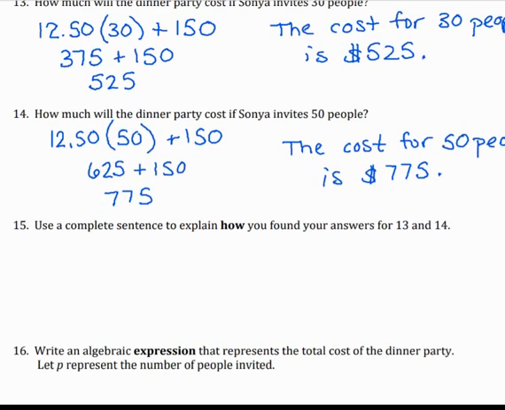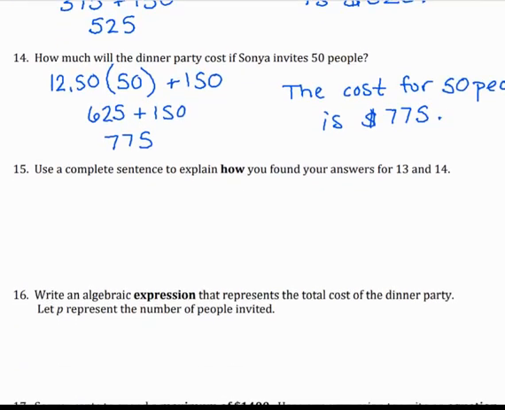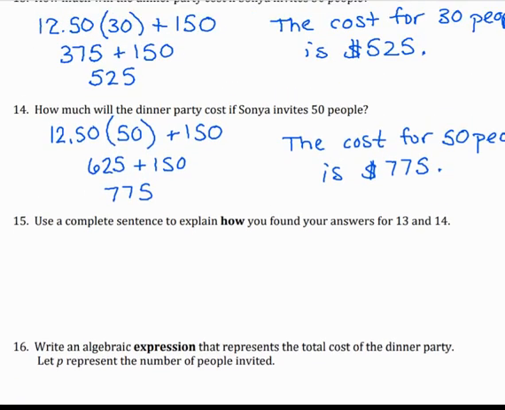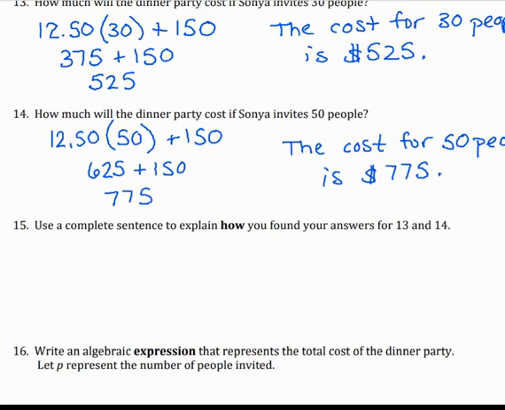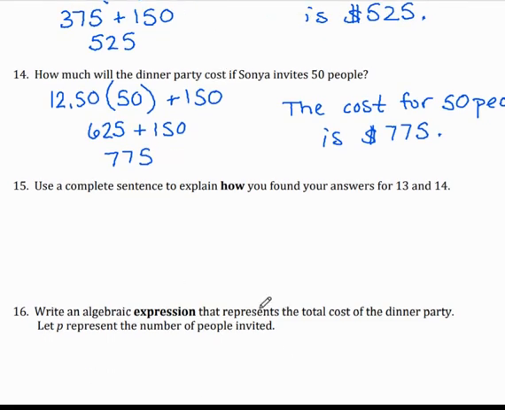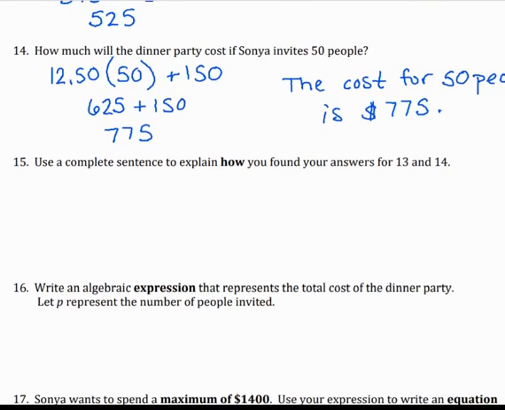Okay, once you have 13 and 14 done, try 15 and 16. So 15 is saying, write a complete sentence on how you found your answer. So do not just say, I multiplied 12.50 times 50. No, tell us what those mean. Did you multiply the number of apples by people? No. So on 15 with words, explain what we did in 13 and 14. And then on 16, you're writing an expression where P is your variable. Okay? So a minute or two to get 15 and 16 done. Go for it.